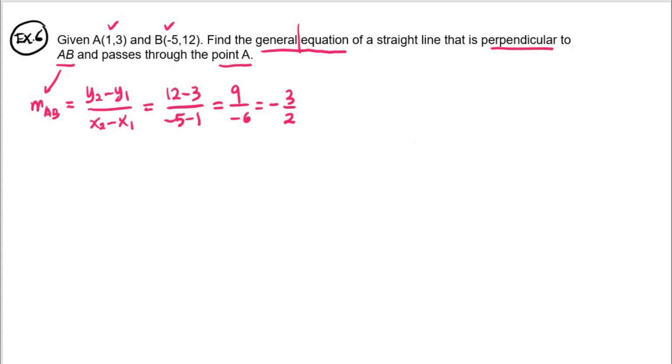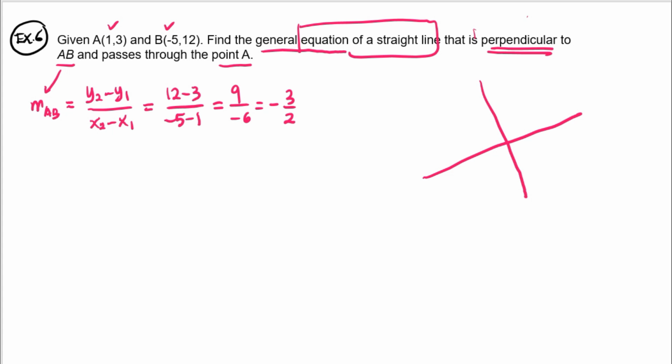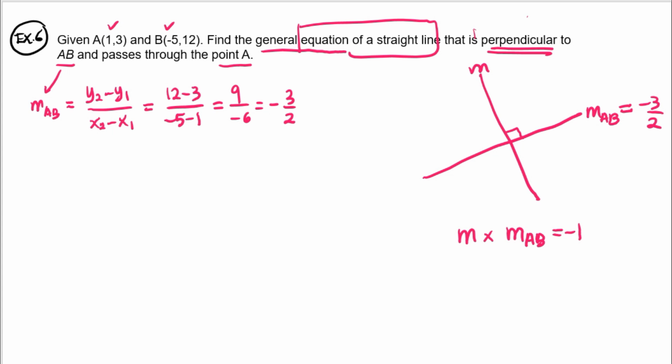But we know that the equation of the straight line that we want to find is perpendicular. Suppose this is the one that we want to find, and this is AB. So the mAB is -3 over 2. Suppose this is m that we want to find. When you multiply this m with mAB, it should be equal to -1. Why? Because they are perpendicular. So mAB is -3 over 2, and this is -1. Therefore you can get the value for m, which is +2 over 3.